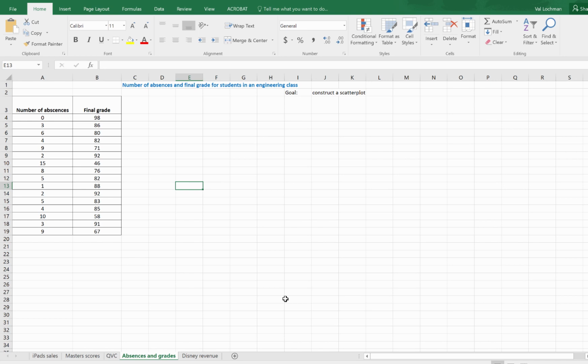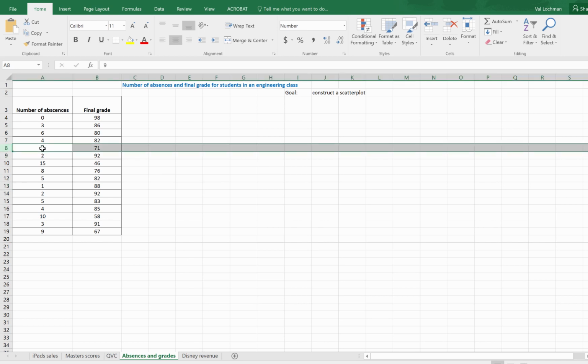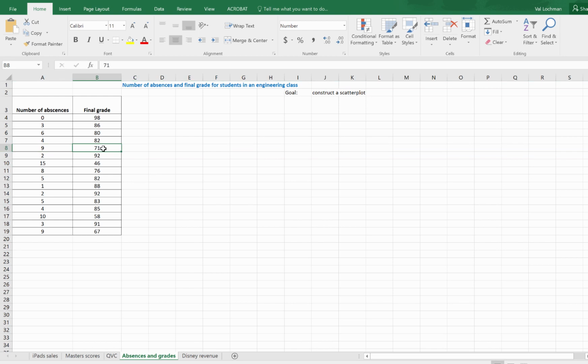Here we have bivariate data, so data that comes in pairs, and we have the number of absences and final grade for students in one engineering class. So if I take a look at this person here, this student missed 9 classes, and he or she got 71 as their final score. We would like to construct a scatter plot. And further in this class, we will be actually doing more analysis on the data, but for now we just want to see a pictorial representation of this data.